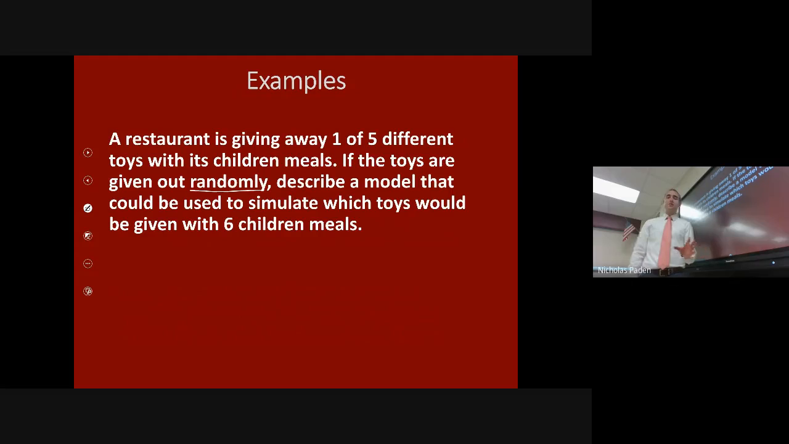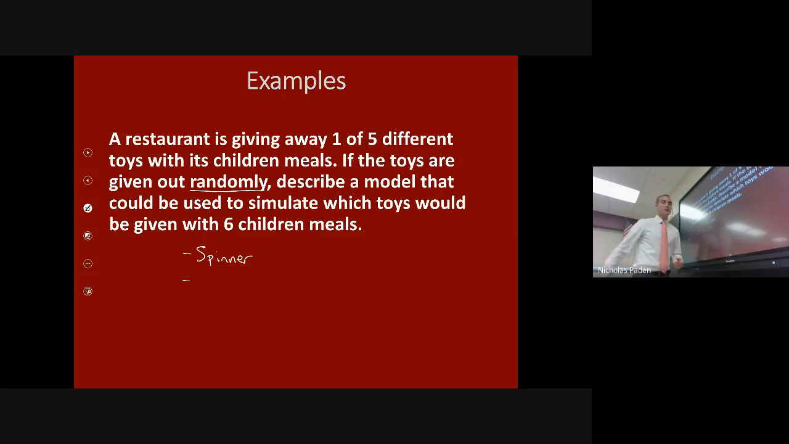And so what's something we could use? There are 5 different toys that we could give out. What's something we could use that we could have 5 different options and all of them have the same probability? Well, we can't flip a coin because a coin only has 2 options. We can't roll dice because dice only have 6 options, not 5. So maybe one way that we could do this is to use a spinner. So I'm going to say we would use a spinner.